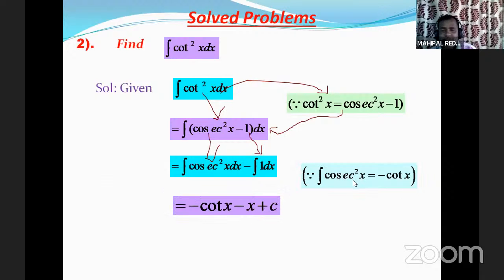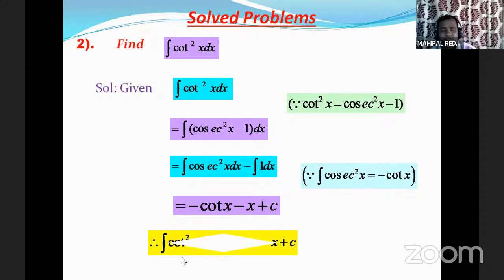But we know from the standard forms that the integration of cosec square x is equal to minus cot x. So I'm substituting here: the integration of cosec square x is minus cot x, and the integration of 1 with respect to x is x plus c. That implies the integration of cot square x dx is equal to minus cot x minus x plus c.